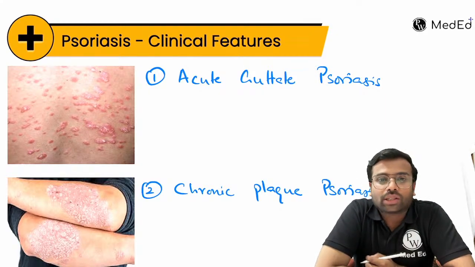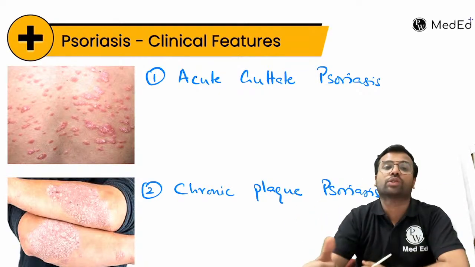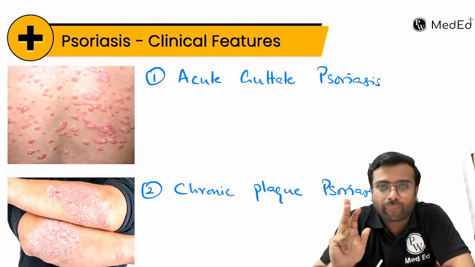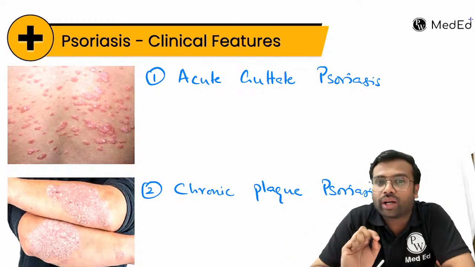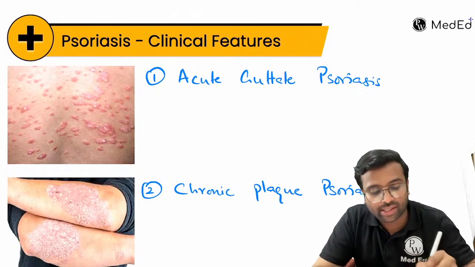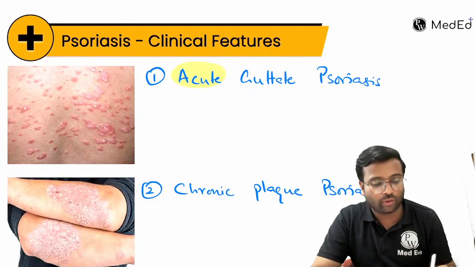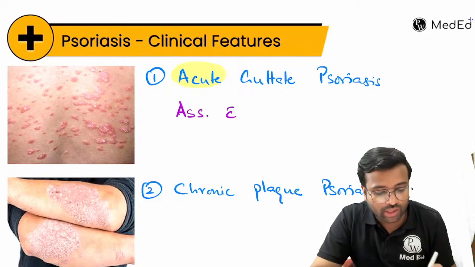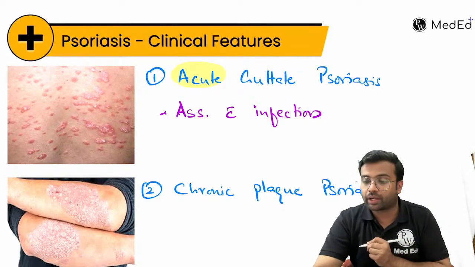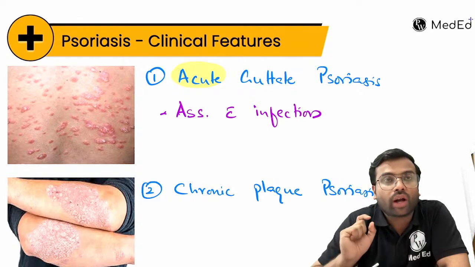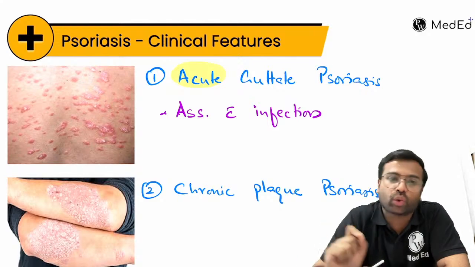So in acute, what usually happens? Something that is happening all of a sudden. And what happens all of a sudden? It can be a trauma, an injury, or it can be an infection, correct? So when I say acute, I mean that this is associated with infection. Now anyone, can you tell me what is that infection which acts as a trigger for acute guttate psoriasis?